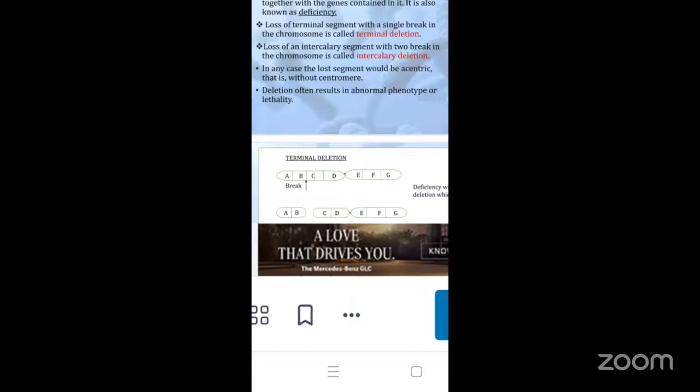Frame shift mutation. This type of mutation occurs when the addition or loss of DNA bases changes a gene's reading frame. A reading frame consists of a group of 3 base pairs, which code for one amino acid. A frame shift mutation shifts the grouping of these bases and changes the code for the amino acid. The resulting protein is usually non-functional. Insertions, deletions, and duplications can also be frame shift mutations.